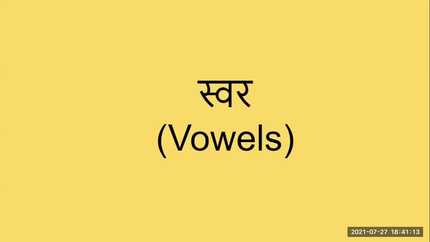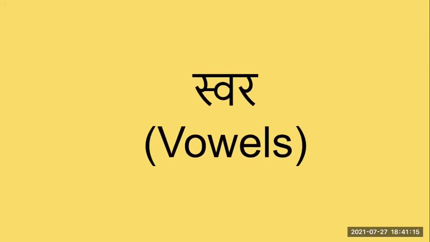In English, the A, E, I, O, U are all called the vowels. Am I right? In Hindi, we call them swar. Swar means vowels. There are 12 vowels in the Hindi language. Let us see one by one. Shall we see what is the first vowel? The first vowel is the letter A.